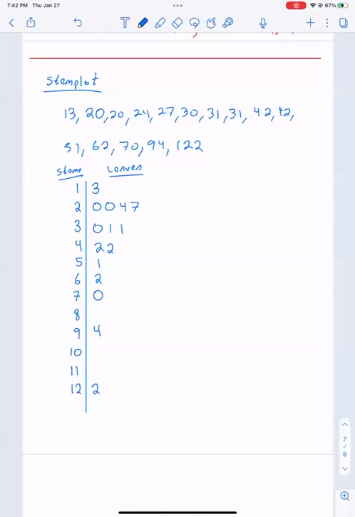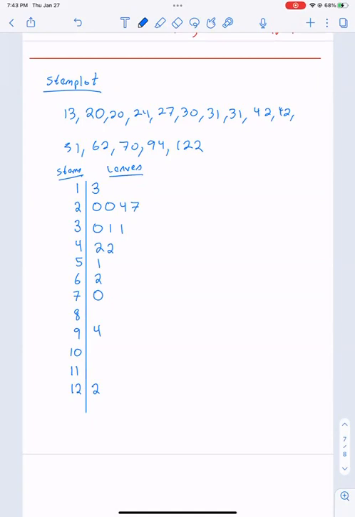This is my stem and leaf plot. Notice it's kind of like a histogram sideways, or I can rotate this, and it's kind of like a histogram. It has my numbers, and it has how many fall in each stem.